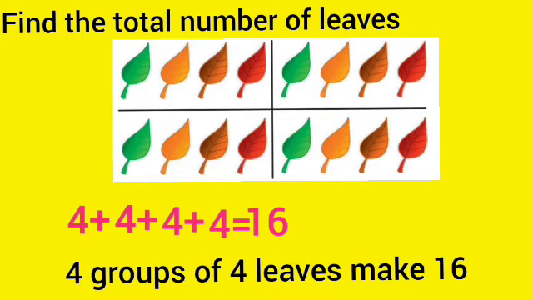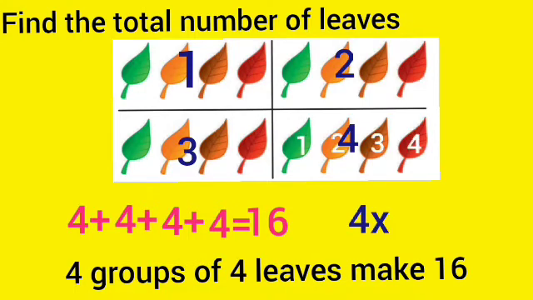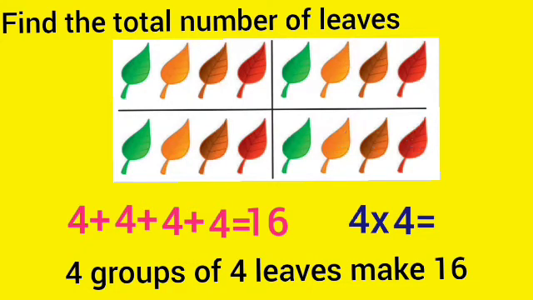Now we can write this in multiplication method. So number of groups 1, 2, 3, 4. So 4 into number of leaves in a single group is 4. 4 into 4 equal to 4 4s are 16. So 16 leaves are there.